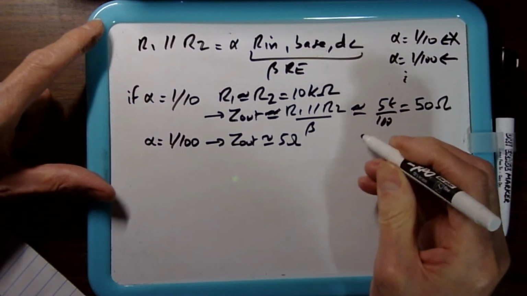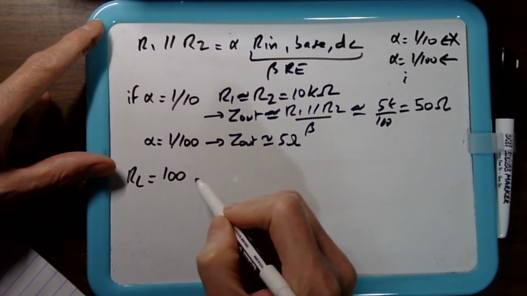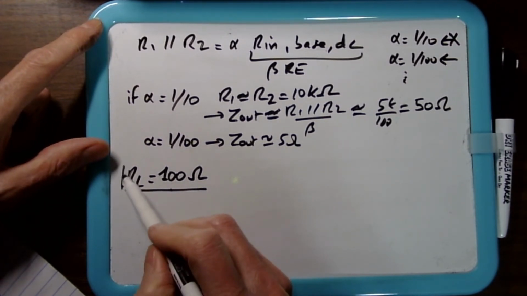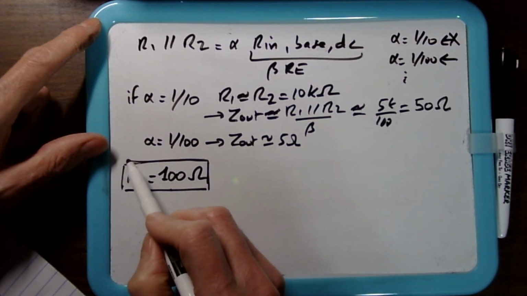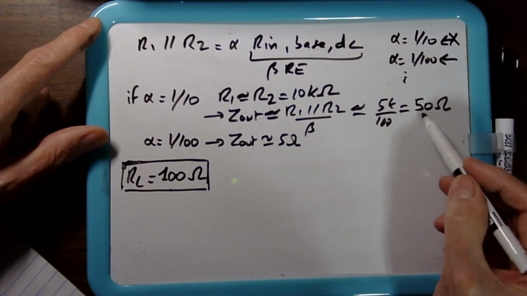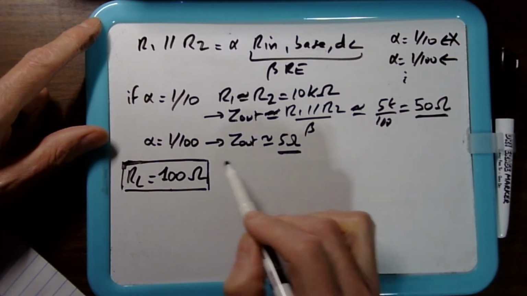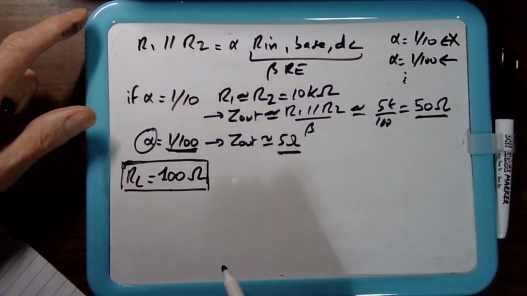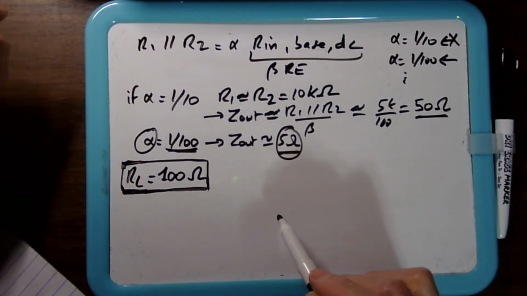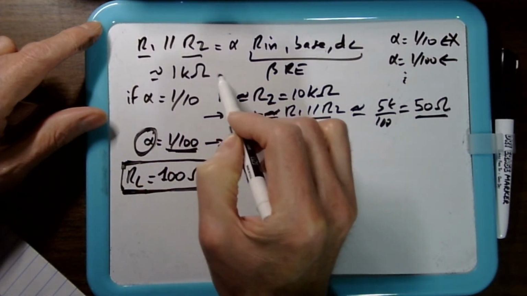And remember that we want RL to be 100. So we still want this to be larger than the Z out. Otherwise, we are going to lose a lot of power. So Z out at 50 ohm is, I think, too much. You would rather have it at 5 ohm. So that's why I use this one, 100, because of the load being so small here. That's why I chose this. And that gave me R1, R2 at about 1k instead of 10k. Okay?